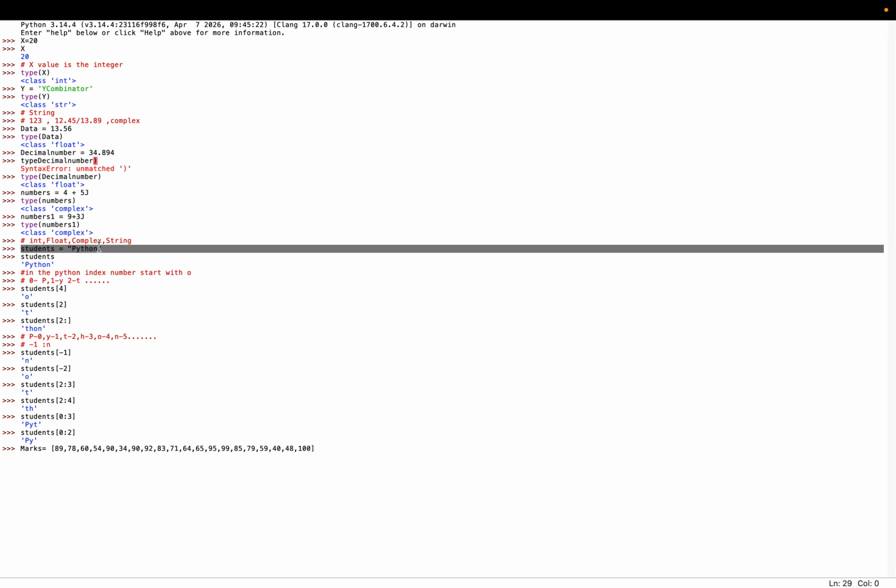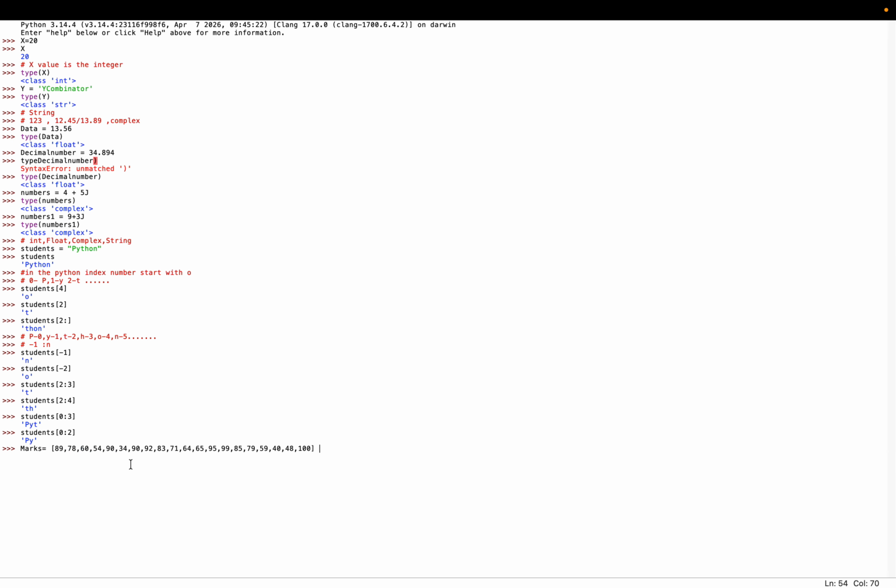But if I want to allow more values, if I want to add more and more values, then you can go for the list. Okay, I'll tell you what a list is. Initially we'll go for this example now. Ready now? Done this? Yes, sir. Okay, then enter.